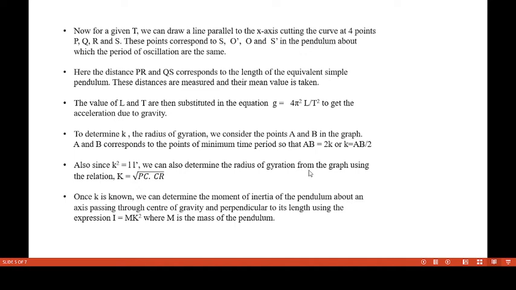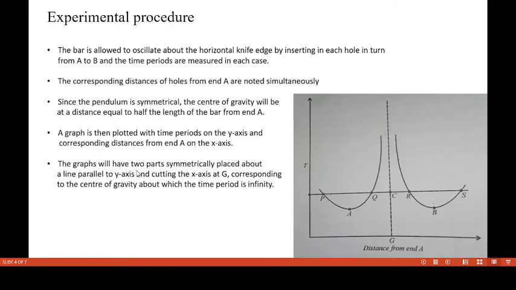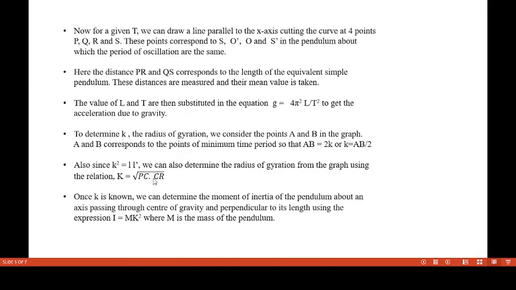Another manner in which we can determine k is, we know the equation k square is equal to l l dash, and we know l and l dash here from this graph. l is the distance from the center of suspension to the center of gravity, which is PC here, and l dash is the distance from the center of gravity to the center of oscillation, which is CR here. So we just take the root of PC into CR. Once k is known, we can determine the moment of inertia of the pendulum using the expression I equals mk square, where m is the mass of the pendulum.